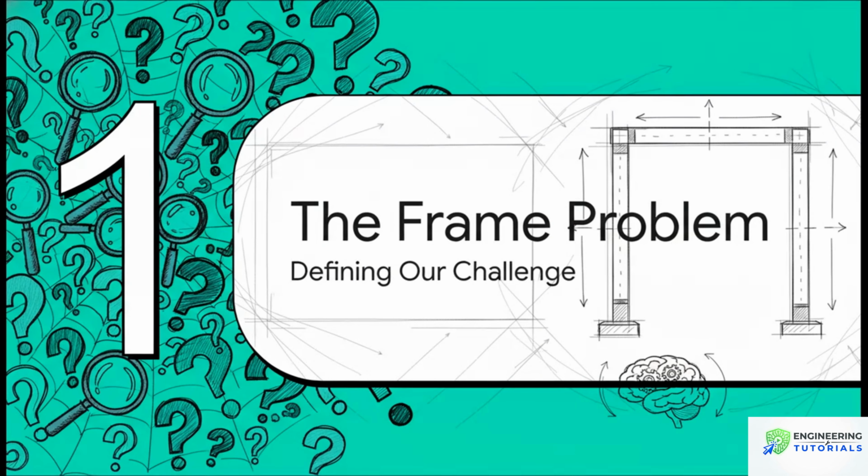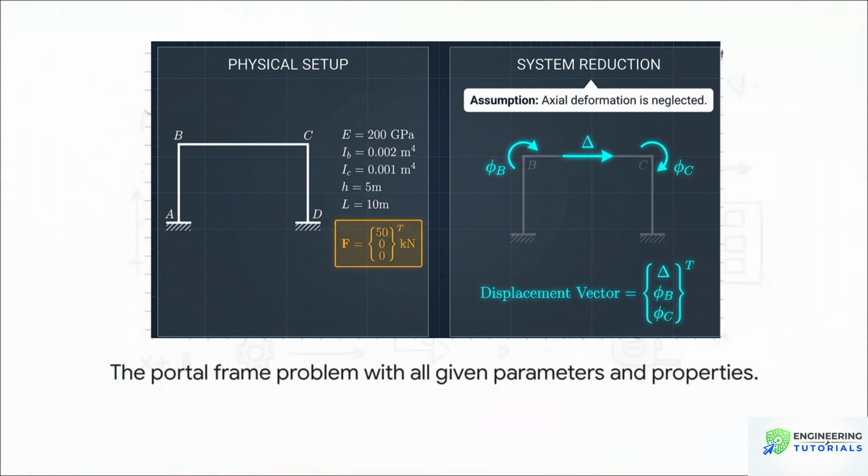Okay, so first up, before we can even think about solving this thing, we've got to really understand the challenge we're facing. So here it is, our starting point. What we have is a portal frame. It's 5 meters high, 10 meters wide. And you can see there's a 50 kilonewton force pushing it sideways at the top. So the big question is, what happens next? How is this thing going to bend and move when we apply that load?